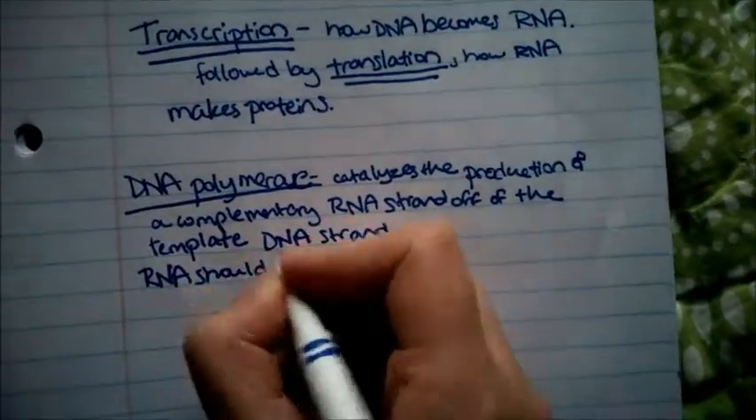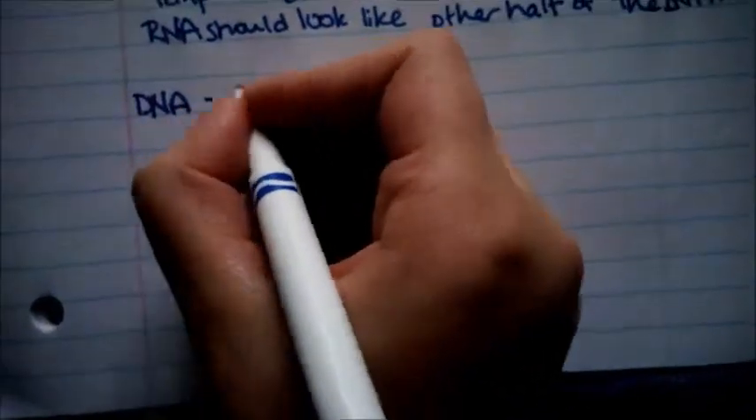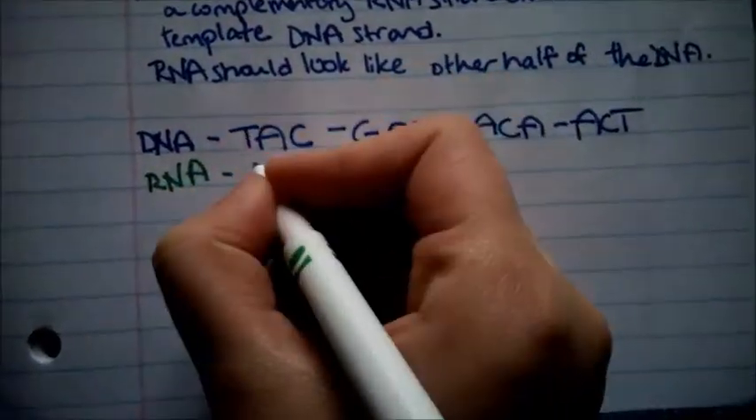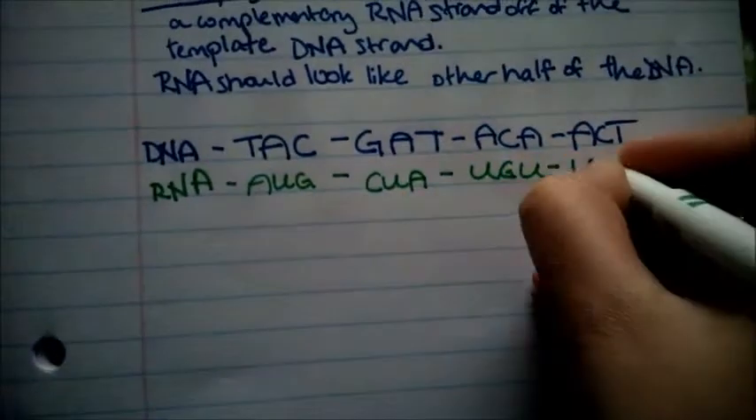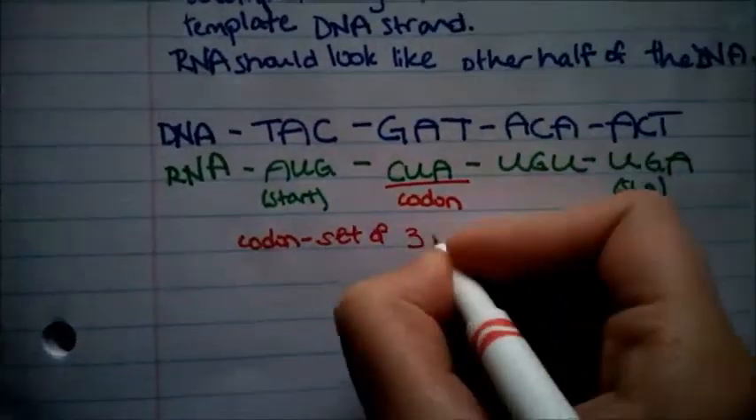strand. The RNA should look like the other half of the DNA that would be matching up with our template strand. So here's an example of a DNA template strand, and here's the RNA that would match up with it. Notice how the first one codes for start and the last for stop.